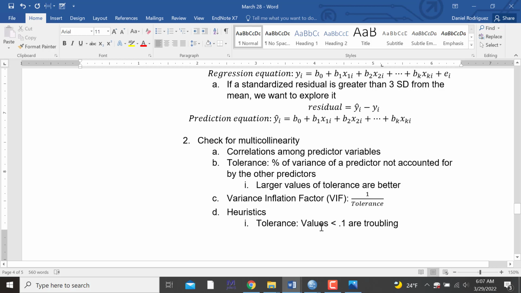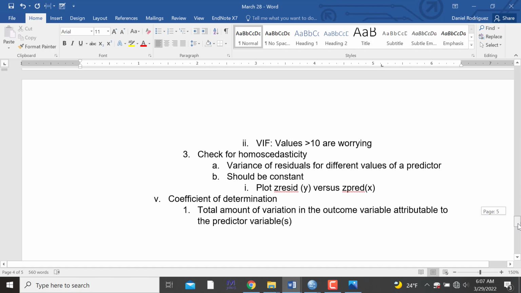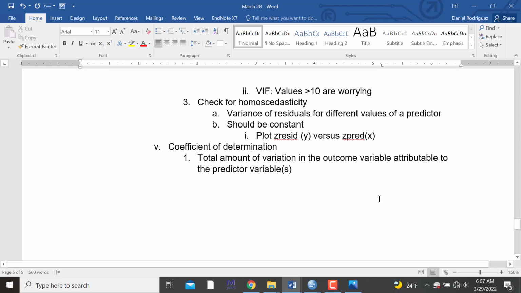Values of tolerance less than 0.1 are troubling. It means over 90% of the variance in that predictor is accounted for by the other predictors. VIF is just the reciprocal of tolerance, 1 over tolerance. I told you about this. Well, let's take a look at these. I already told you the coefficient of determination is just another term for R squared.